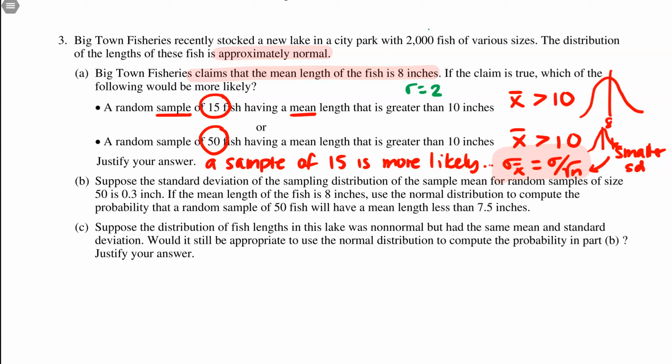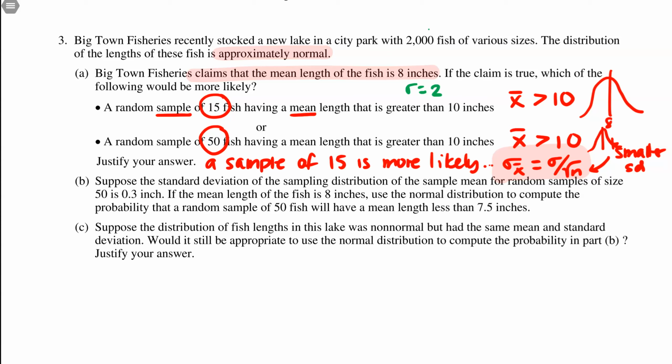And again, this brings us kind of back to number 1, right? We're comparing two things, and we're kind of almost back to socks. The shape is the same, outlier situation is the same, center is the same because they're both going to be centered at this 8, but the spread is different, and we're going to use that as our justification. All right, so part B says, suppose now we know the standard deviation is 0.3 inches.